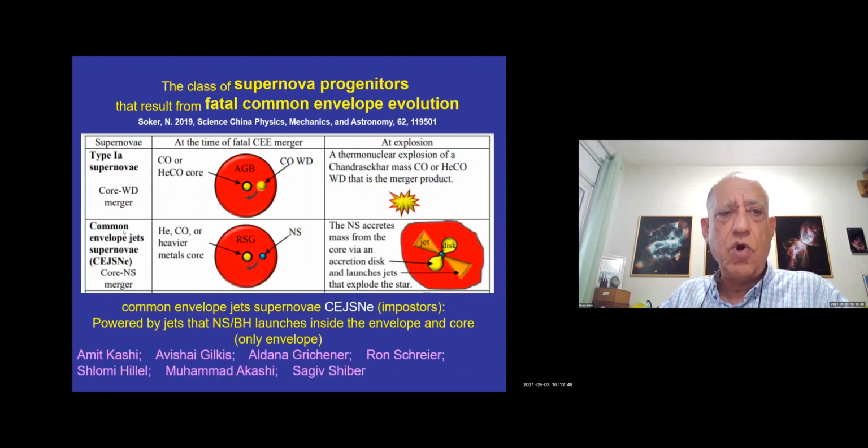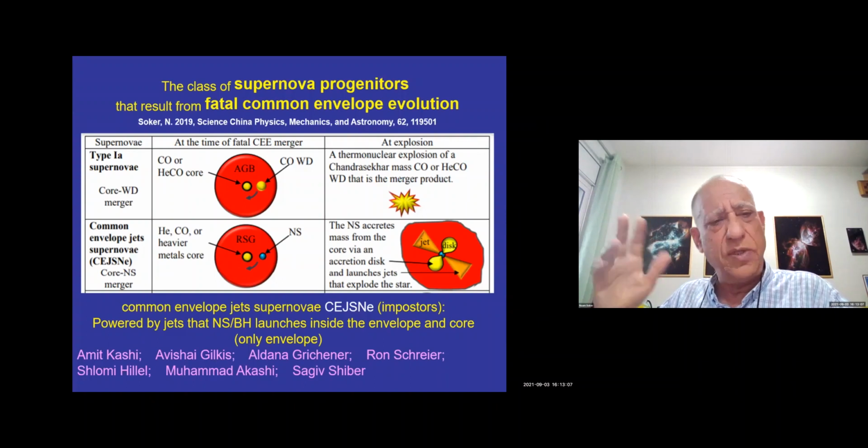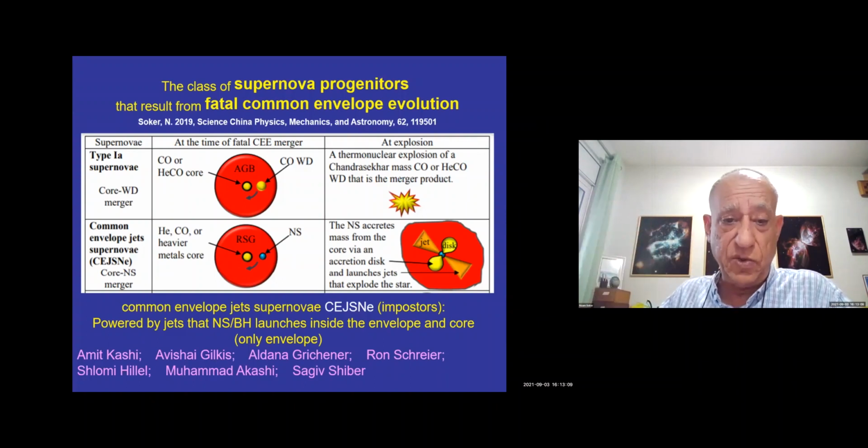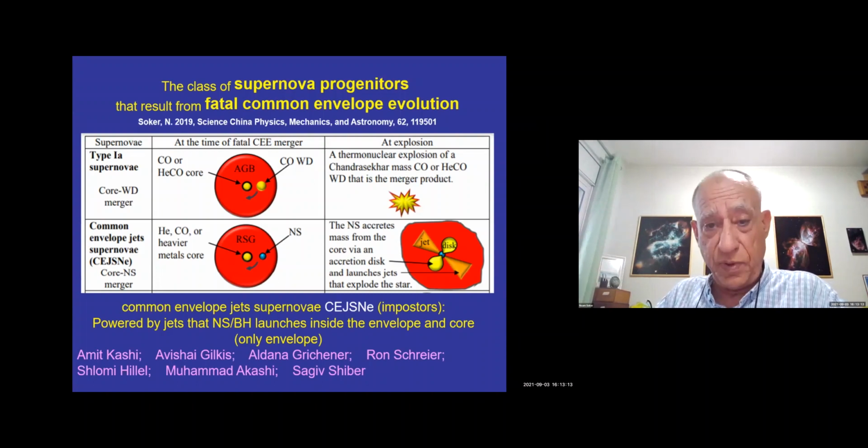Another case is a common envelope jet supernova that I mentioned. If the neutron star enters the core, accretes mass at a very high rate and launches the jets. So in some cases, it doesn't get to the core, it ejects all the envelope. In this case, we call it imposters because it does not really get to the core, it does not destroy the core, and the core later can explode as a supernova.